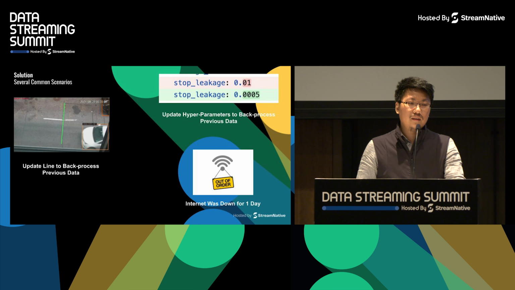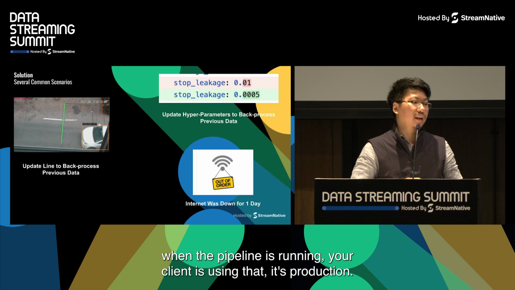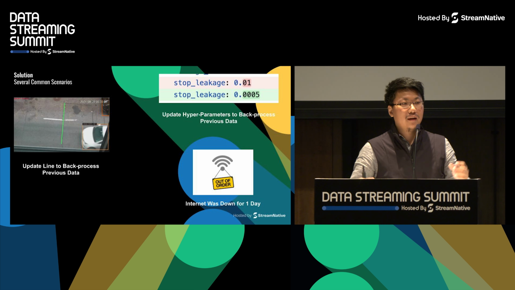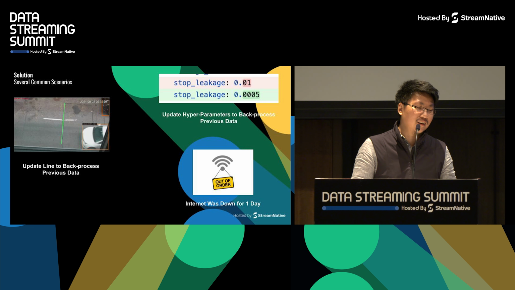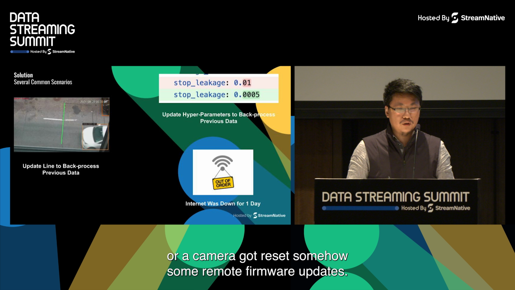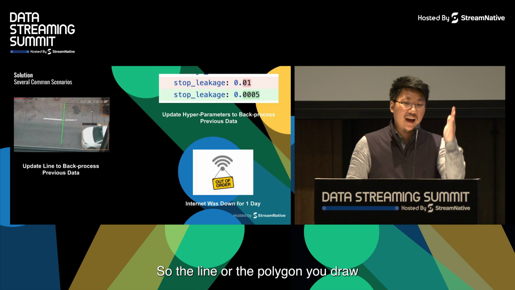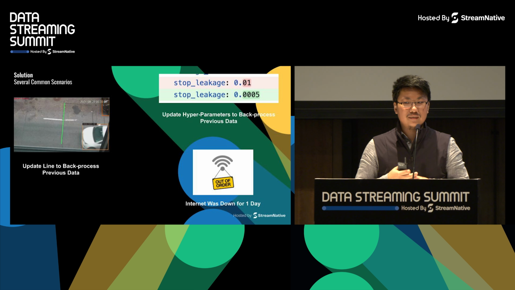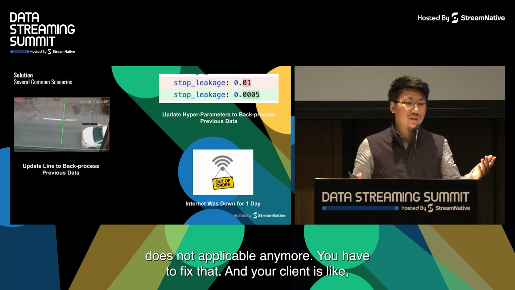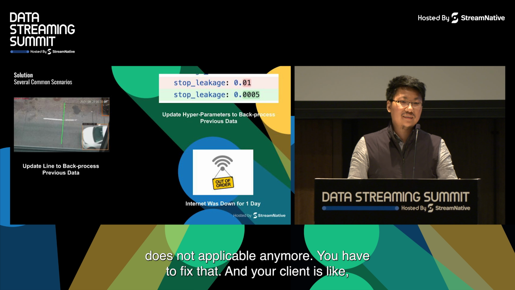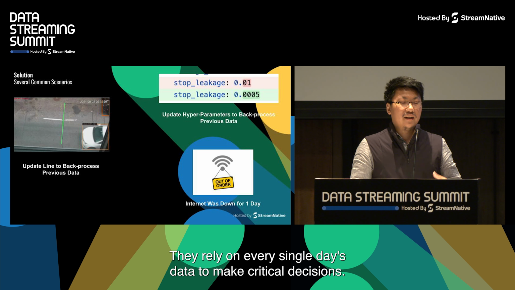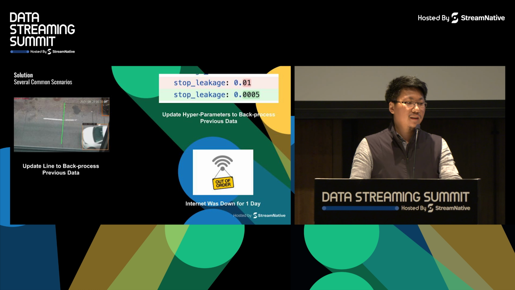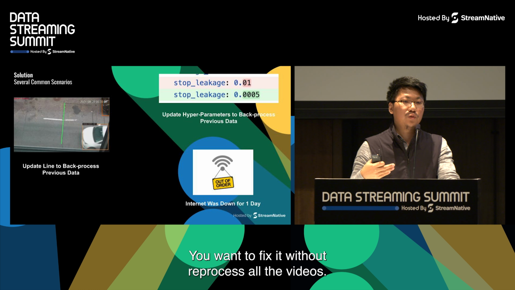So the first one is when the pipeline is running, your client is using that. It's production. Sometimes the operation changes. For example, the lane changed, or it's in construction, or your camera got kicked, or your camera got reset somehow, some remote firmware update. So the line or the polygon you drew is not applicable anymore. You have to fix that. And your client is like, okay, I don't care. You fix that. I don't want to lose any day's data because they rely on every single day's data to make critical decisions. You want to fix it without reprocessing all the videos.